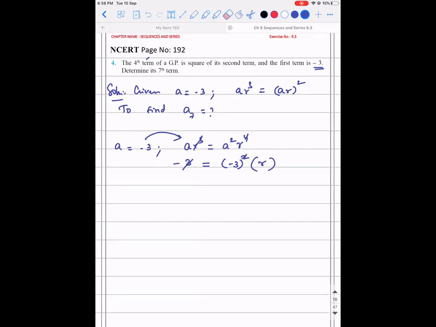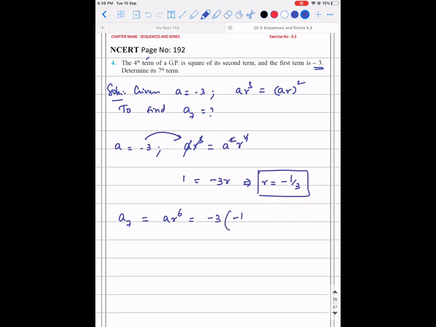A will also get cancelled. So 1 is equal to minus 3r, which implies r is minus 1 by 3. I hope it is clear. So what will be the seventh term? A r power 6. A is minus 3 into minus 1 by 3 to the whole power 6. Minus 3 divided by 3 power 6, minus 1 by 3 power 5. Is it right? Can someone check the answer and confirm?